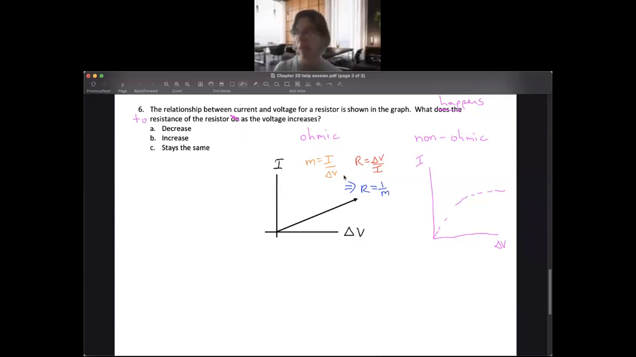So if you keep that in mind and look at this line, this is a straight line. It only has one slope. So as the voltage is increasing here, right, the slope is not changing. It still has a constant slope because it's a straight line. All right, so slope is constant. That means that the resistance is constant. It's not changing.